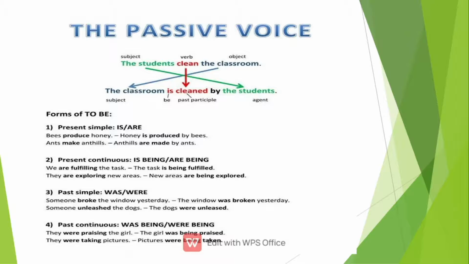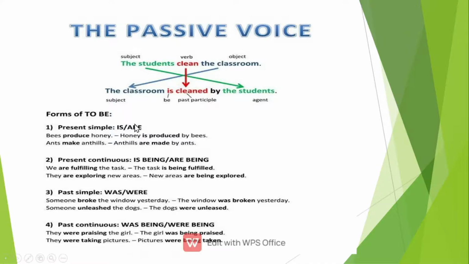Now let us see this thing. The students clean the classroom. So we will take our object classroom, put it in the starting. So it will become my subject in passive voice. The students is the subject in active voice. It will become the object in passive voice. Okay. So the classroom. Clean is the verb in present tense. So as we have just learnt, we will use is according to our subject. Classroom is singular. So is will come. Cleaned is my third form. Then I am going to add by and my agent. Agent means the object. Okay.